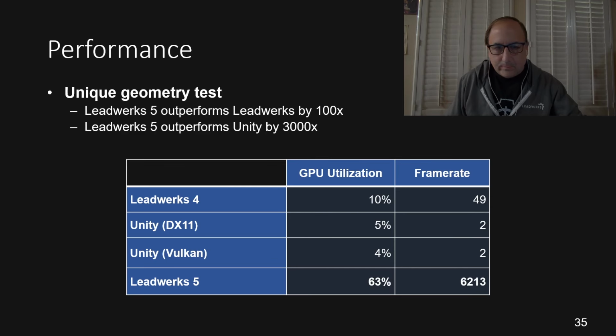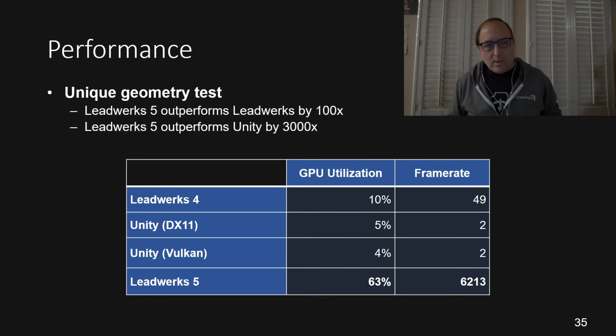And now finally, the most interesting one is the unique geometry test. This is a bunch of boxes again, but the difference here is, I think there's only 4,000 of them. The difference here is that each one of these is unique. They are not instanced. Each box is a different mesh. And so a very simple renderer would just go through and have one draw call for every single one of these.